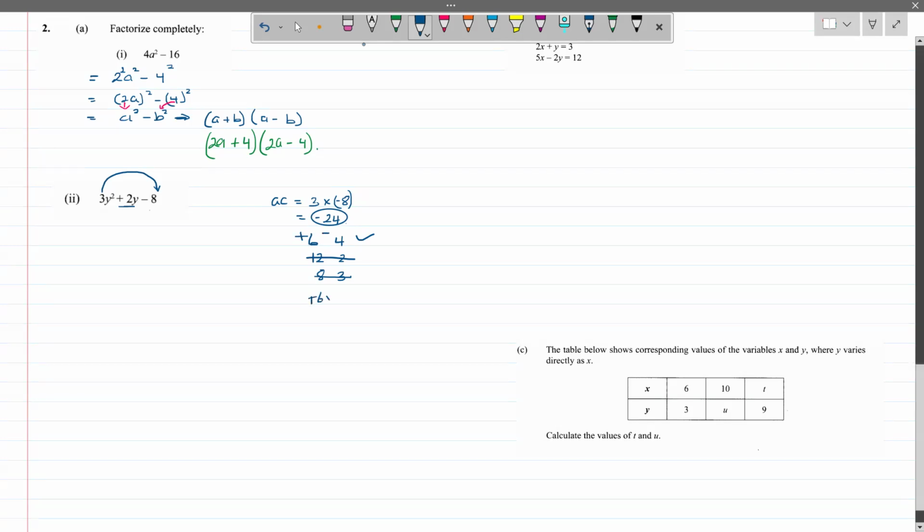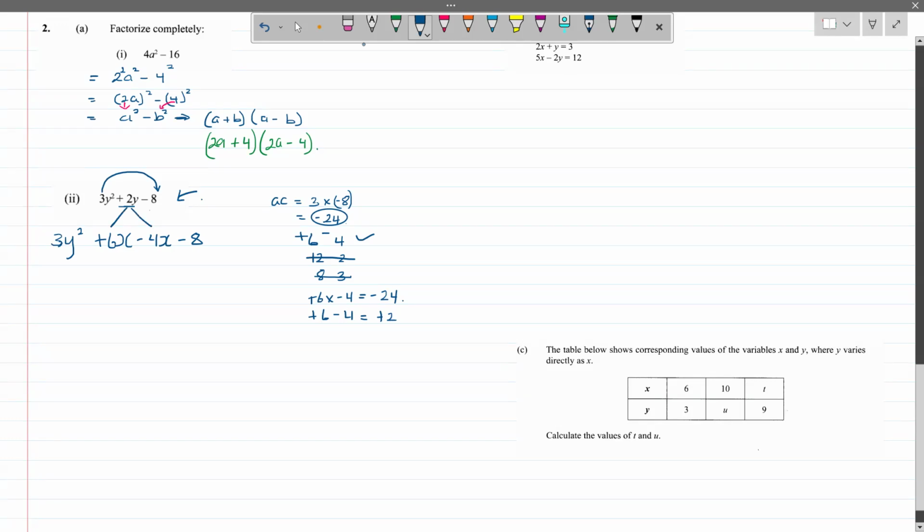Because plus 6 multiplied by minus 4 will in fact give us the negative 24. And if I have plus 6 minus 4, that will give me plus 2. So I'm going to split this middle term to be plus 6x minus 4x minus 8. So all we have done is literally rewrite the original quadratic here, or the trinomial, and split the middle term.